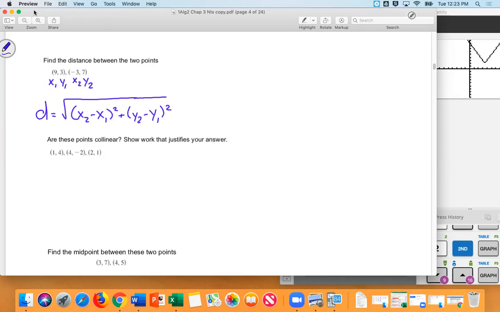Now, step number 3 was what, Jay? Substitute. So I'm going to go ahead and I'm going to write d equals the square root of x2 was -3 minus x1 was 9 plus y2 was 7 minus 3 squared. So the first one was -3 minus 9 because it's x2 minus x1. Okay, so it's -3 minus 9. And then I have y1 as being 3.